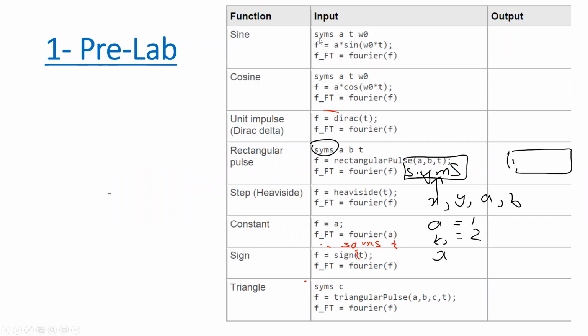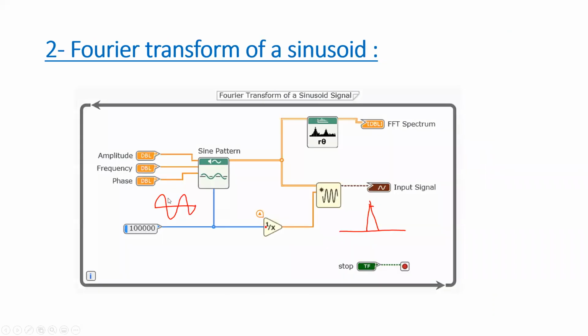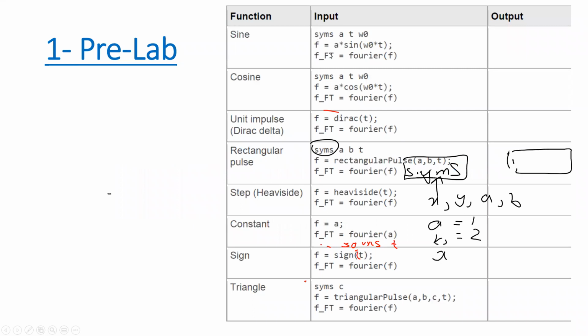Suppose we have a sine function. You know that sine is some waveform like this. This is a sinusoidal waveform. If you want to take the Fourier transform of a sinusoidal function, there is a MATLAB built-in command, fourier. So we use it to take the Fourier transform.